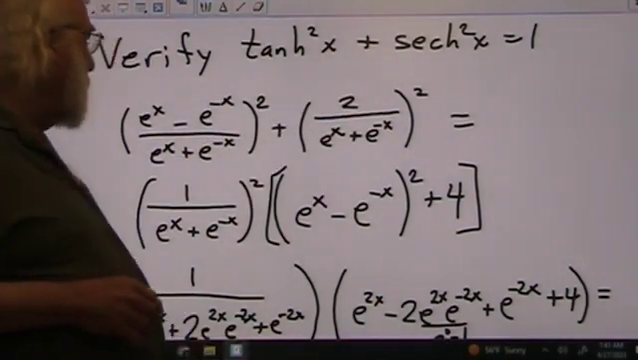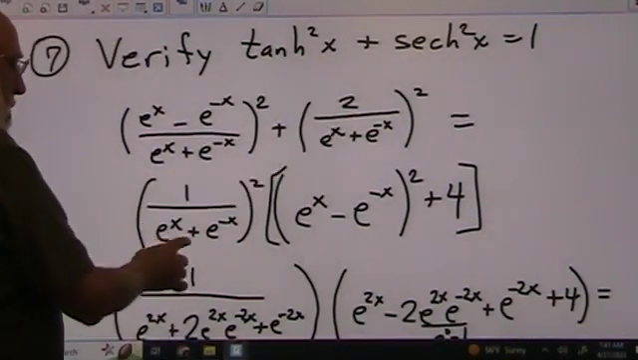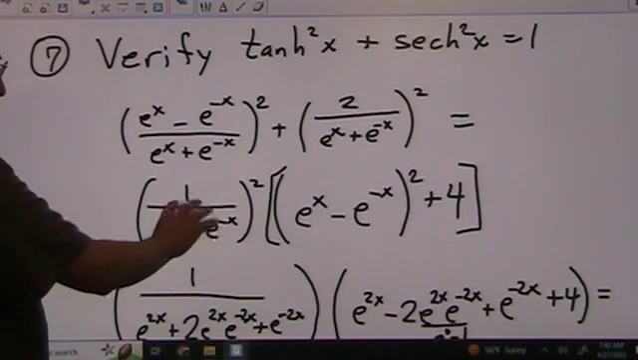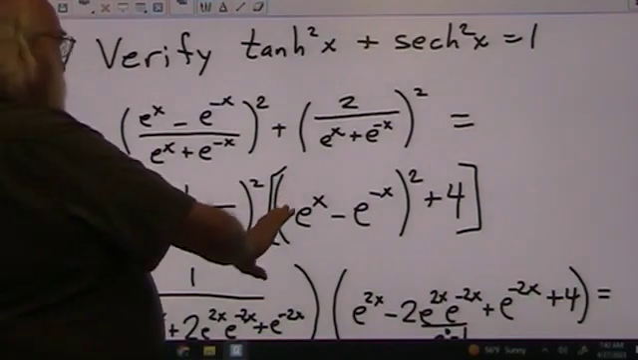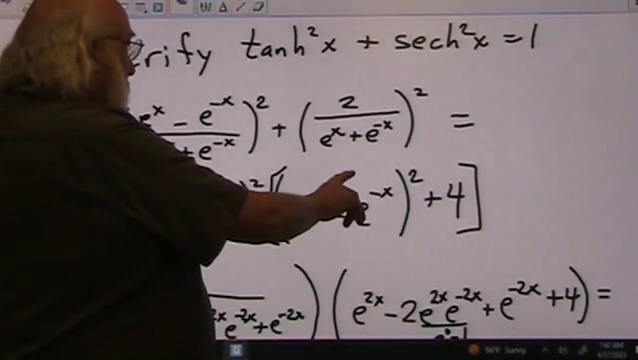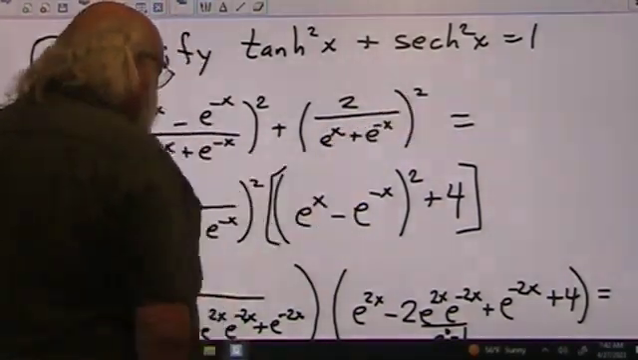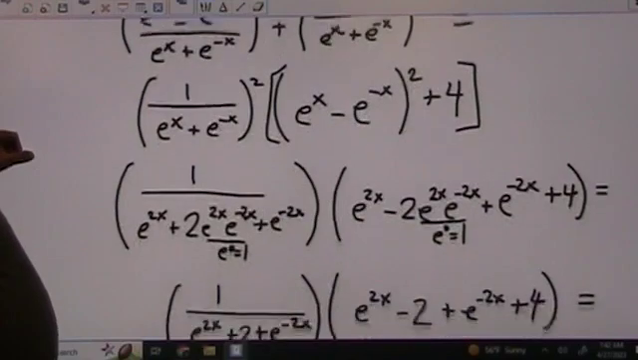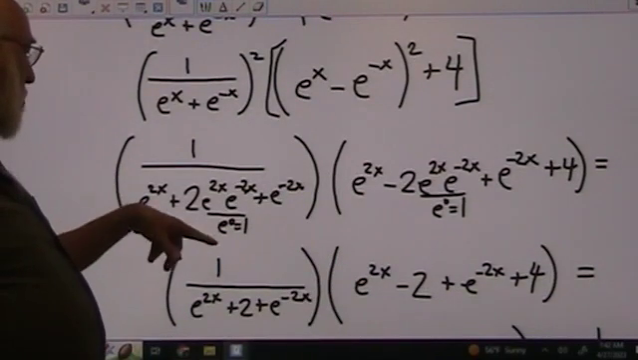And then we want to prove that this all equals 1. So we go through mathematically. I pulled out a common denominator, e to the x plus e to the negative x. So that's 1 on top squared, and everything else left over is e to the x minus e to the negative x, plus 4, 2 squared is 4 there. And then we went ahead and FOILed this out.